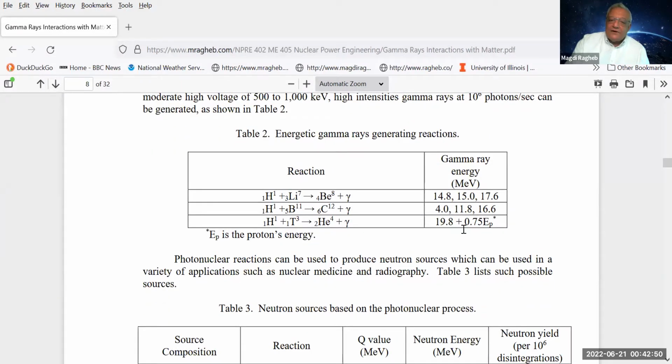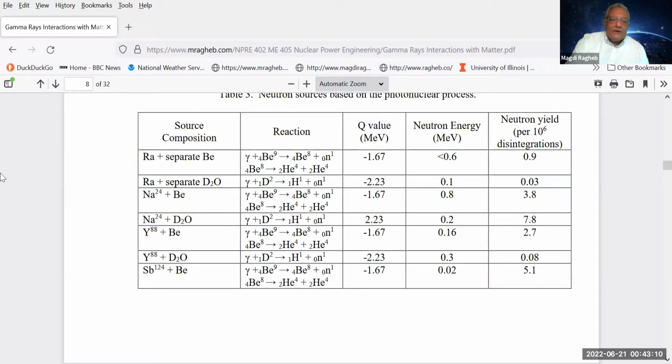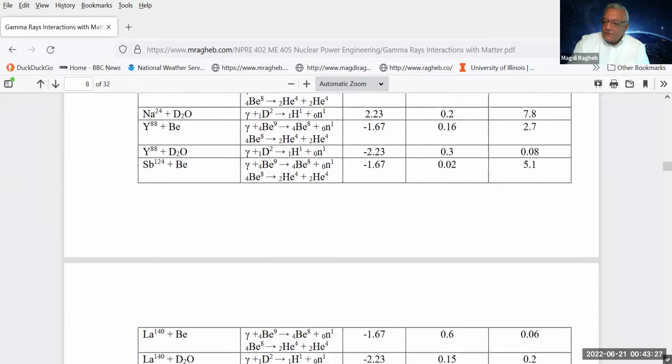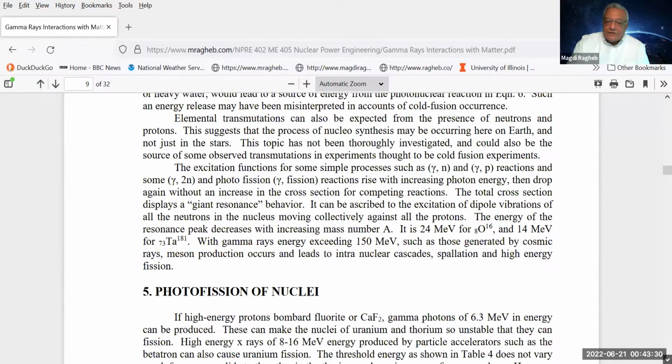You'll find that gamma rays can also be generated by very energetic reactions in particle accelerators. You can accelerate protons and let them interact with lithium-7, boron-11, or tritium, and you can get very powerful gamma rays, 17.6 million electron volts. So in that case, you can use this gamma photon, say gamma photons from radium, to interact with a metal like beryllium-9, and in that case, you can produce basically neutrons. So that becomes a neutron source for nuclear medicine therapy, or maybe for neutron radiography in general.